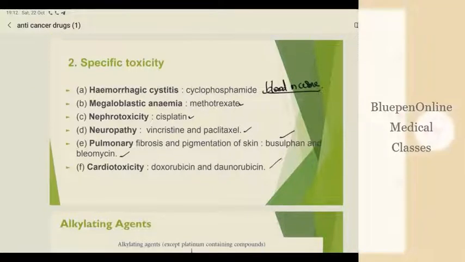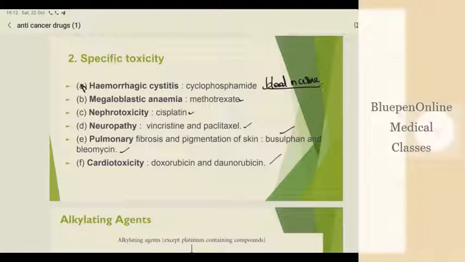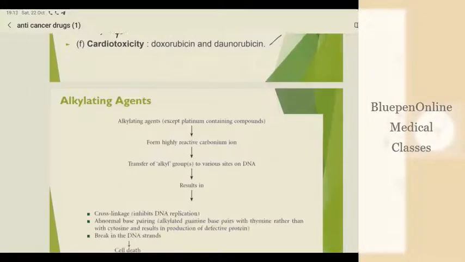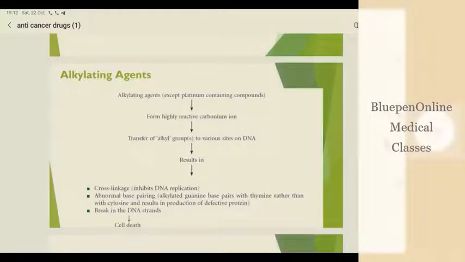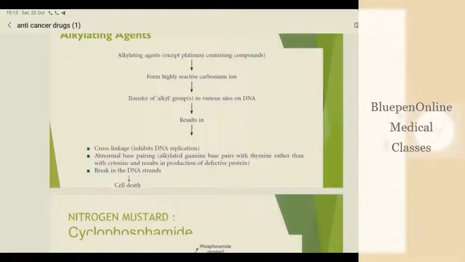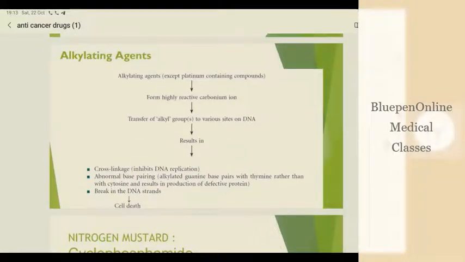So these are the specific toxicities. This can be asked. This one is important, and this one is important. Mainly these two are very important. So first we are going to learn the first drug: alkylating agents. You have to know the names of alkylating agents.